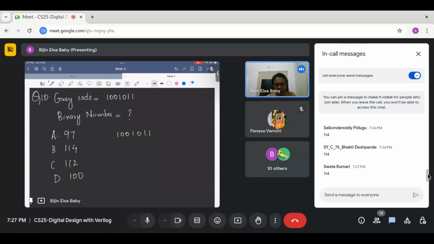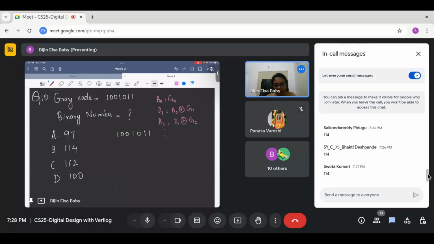And finding out the binary code, B0 will be G0, B1 will be B0 XOR G1, B2 will be B1 XOR G2.